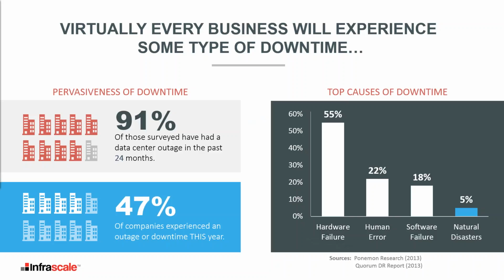And here are some of the effects that we saw of downtime. So, the pervasiveness of downtime and also some of the top causes. This is one of the reports that I mentioned that you can grab in the handout section. 91% of those surveyed had a data center outage in the past 24 months. And 47%, so roughly half of companies, experienced an outage or downtime within the last year. And then the top causes: 55% hardware failure, 22% human error, 18% software failure, and then just 5% natural disasters.